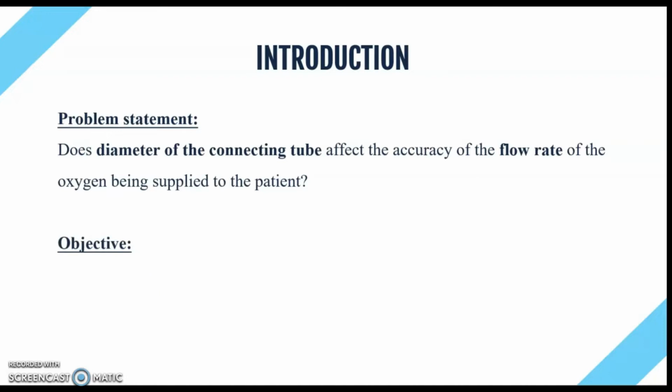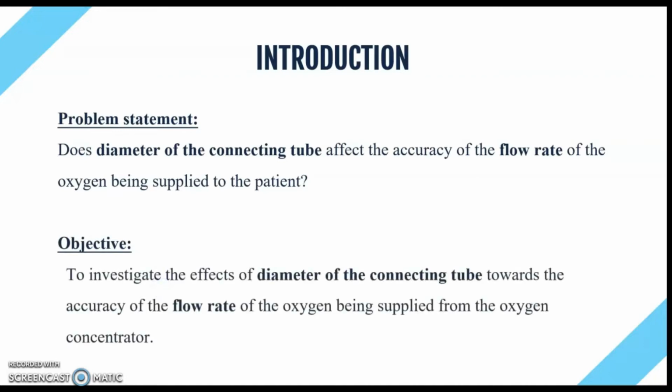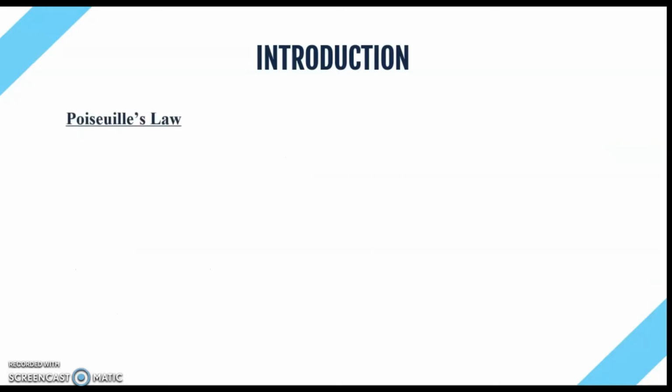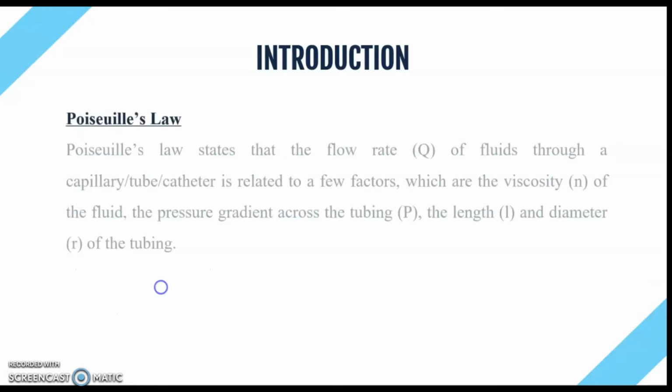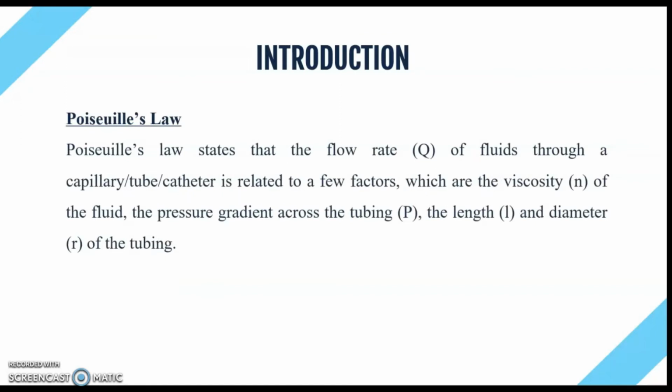The objective of this experiment is to investigate the effect of the diameter of the connecting tube on the accuracy of the flow rate of the oxygen being supplied from the oxygen concentrator. Poiseuille's law is applied in this experiment. Poiseuille's law states that the flow rate of fluid through a capillary tube or catheter is related to a few factors: the viscosity of the fluid, the pressure gradient across the tubing, and the length and diameter of the tubing. The relationship is shown as the formula below.